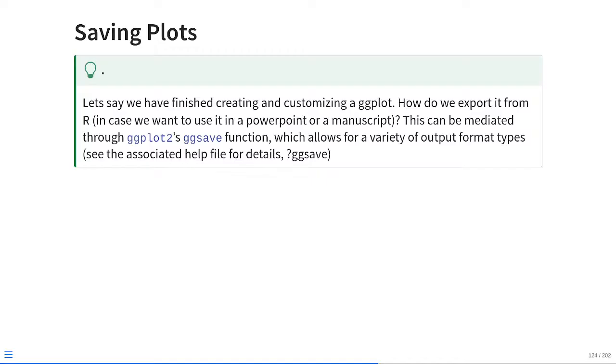Now, let's say you had gone in, you put extra effort, you put extra time, you created and customized these ggplots to the point where you're ready to put them into your own PowerPoint or put them into a manuscript. How can you go about exporting these out from R and into an image format, either a PNG, a JPEG, or a TIFF style format? So all these different formats can be mediated by ggplot2's ggsave function.